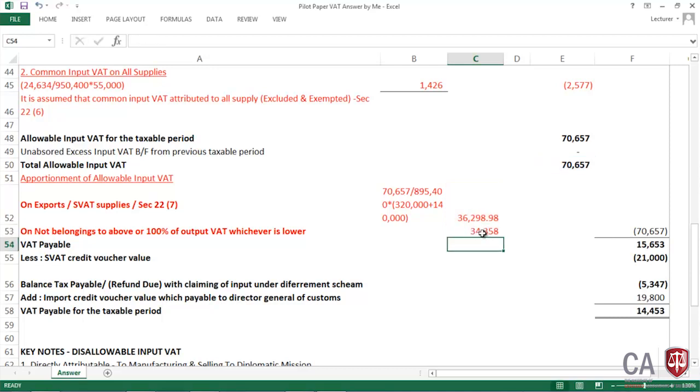70,657 minus 36,298. The apportionment: input VAT divided by total supply other than exempted supply, into the zero rated and SVAT supply, section 22.7. That's why 70,657 divided by 895,400, meaning total supply other than exempted supply, into SVAT and zero rated supply. I think it is clear to all of you. Then it has been divided into two, but this total is the claimable input VAT here.